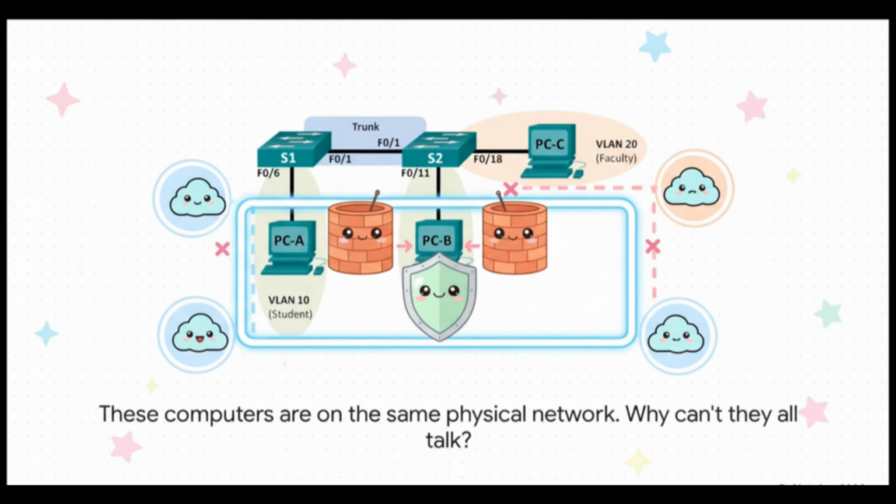All right, so check this out. We've got three computers here, PCA, PCB, and PCC. They're all plugged into a couple of switches, so physically they're on the exact same network. But here's the weird part. PCA can talk to PCB with no problem, but for some reason, neither of them can get a signal to PCC. So what's going on here? How is that even possible? Well, that's the mystery we're about to solve.